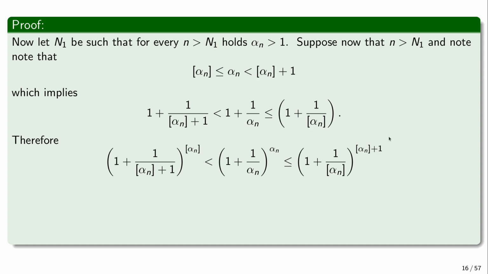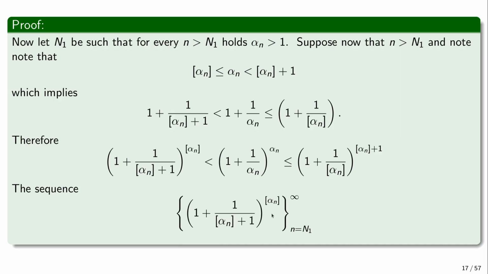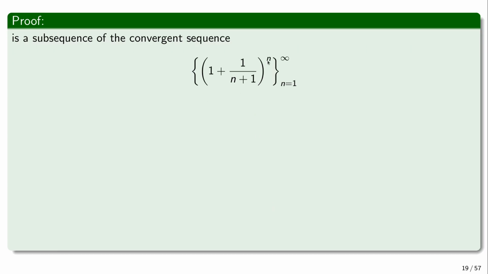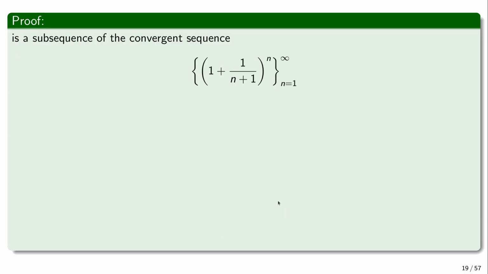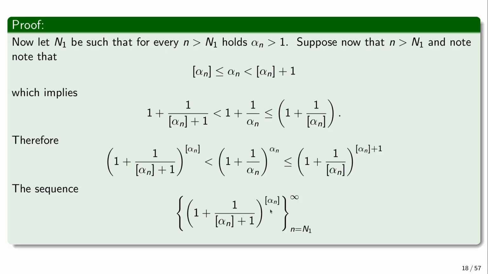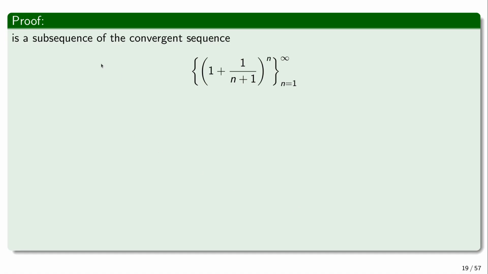And now we're going to derive the result based on the previous observation. So if we look at the sequence, right, then this sequence is a subsequence of this sequence, because those are integer values here. And as a result, since this sequence converges to E, then so does this sequence. It also has to converge to E, right? Because whenever we have a convergent sequence, every subsequence of this would be converging to the same limit, okay?